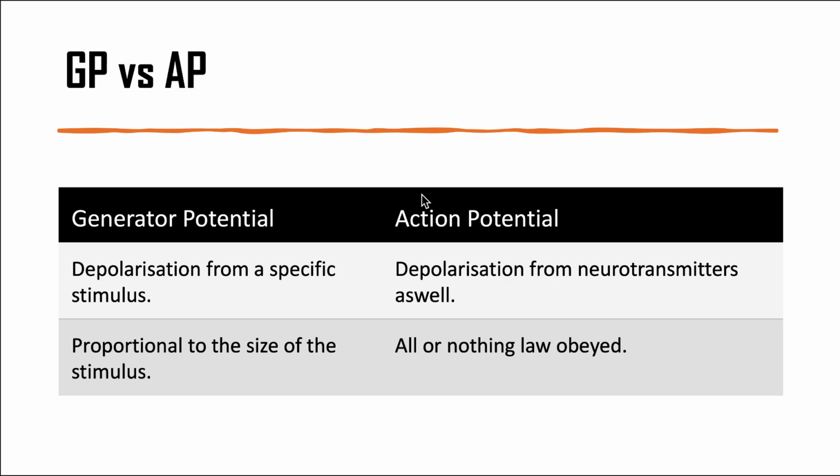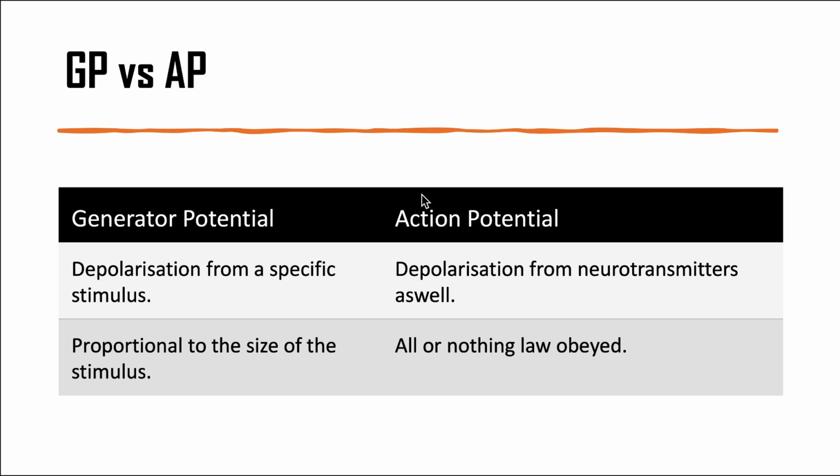So some of the differences that we can talk about: the generator potential comes from a specific stimulus. Depolarization will come from a specific stimulus, but we know that depolarization for the action potential can come from neurotransmitters as well, like adrenaline, like acetylcholine. Glutamate can also cause depolarization and sometimes even hyperpolarization.